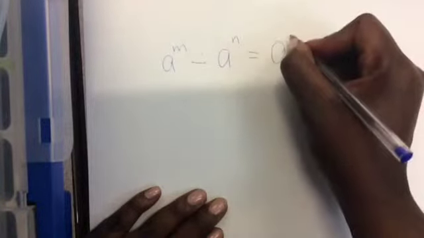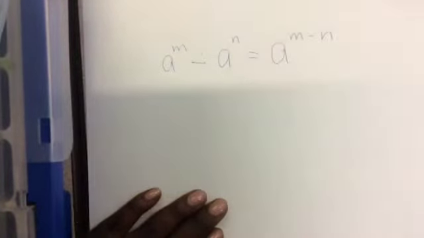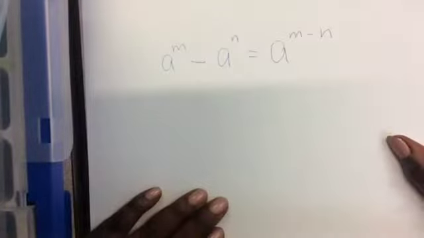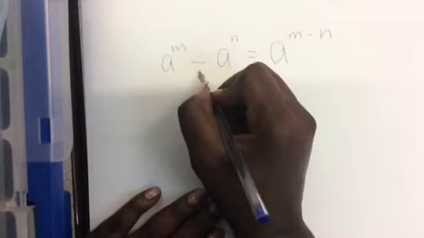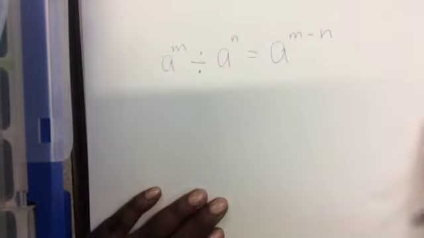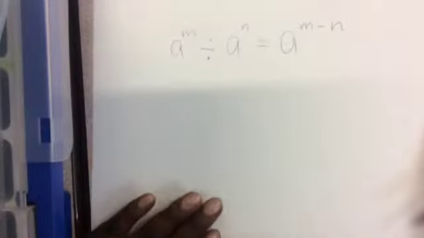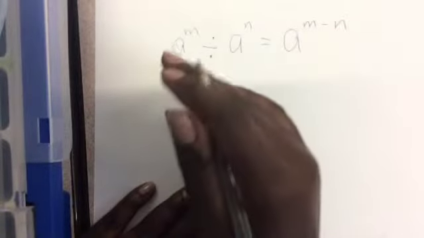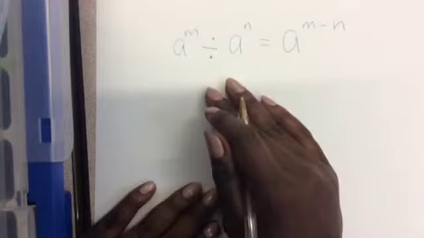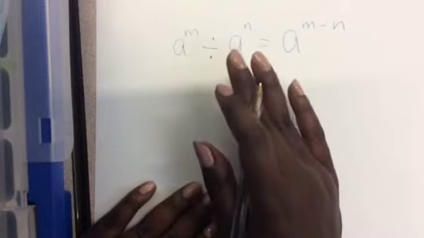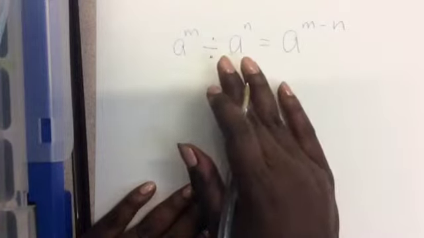And that's going to give us a to the power of m minus n. Now, we're going to go over, make these dots a bit bigger, we're going to go over why that is. So, first of all, I'm going to use indices. First of all, I'm going to use a fraction. Bear with me, don't worry.